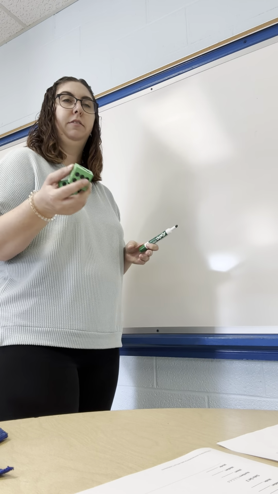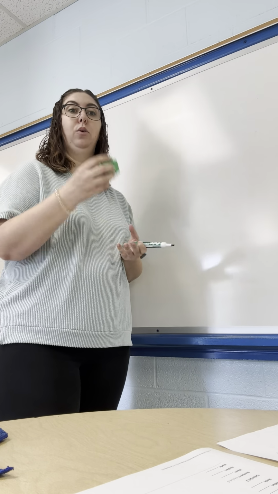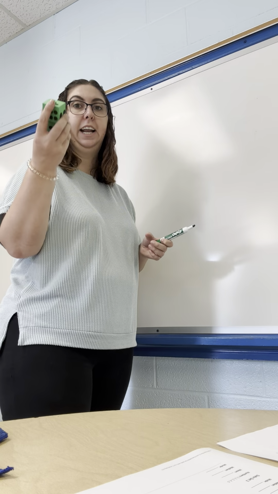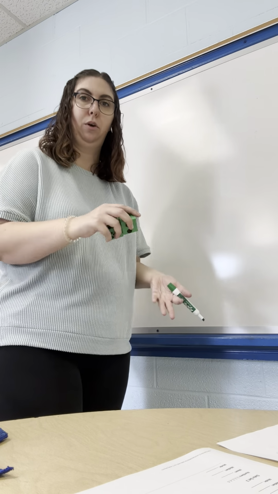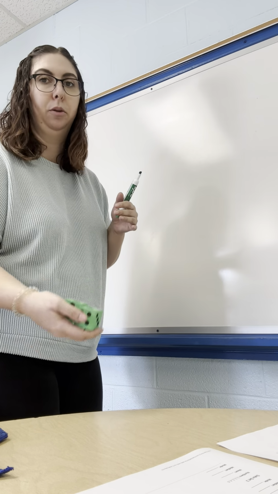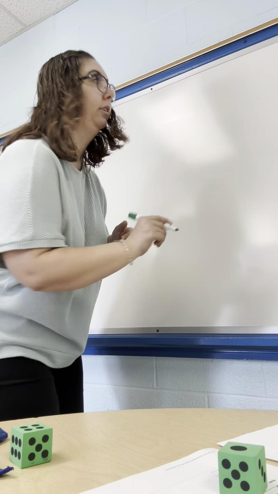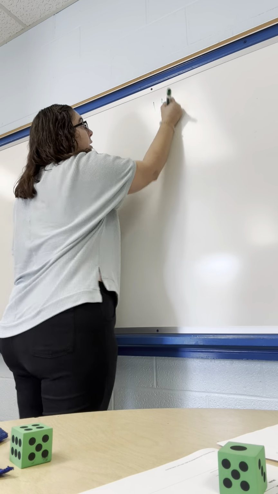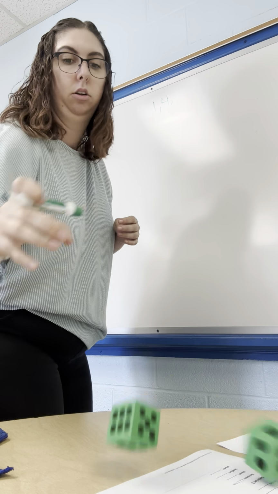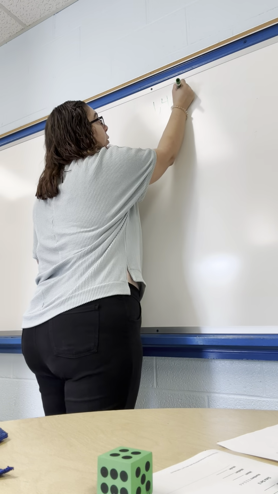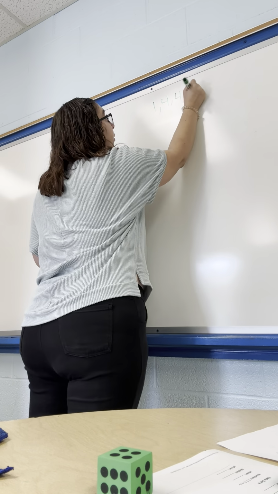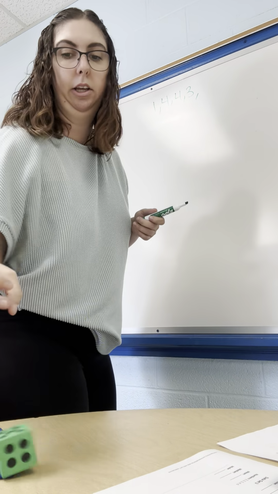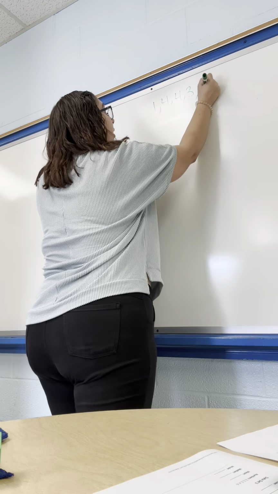So I want 5 of you to come up and roll these dice for me. I will bring 5 students up, we will roll the dice, and we'll put them on the board. All right, so our numbers are 1, 4, 4, 3, and our last number is 6.